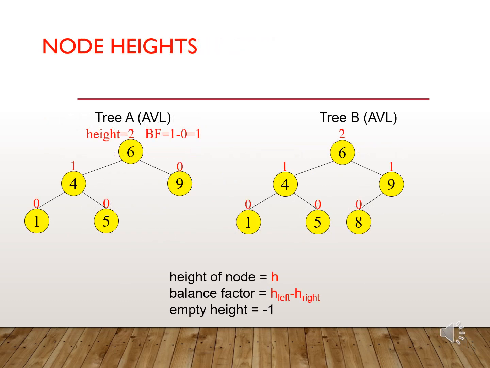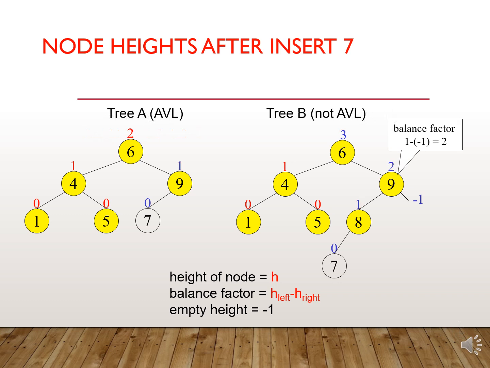Here we have two AVL trees, both of height 2, and the balancing factor for each node is calculated and shown in front of you using the formula height of the left subtree minus height of the right subtree. After inserting 7 to both of the trees, we observe that tree A still remains balanced, whereas tree B is not balanced now, as at the node 9 the balance factor is 2.